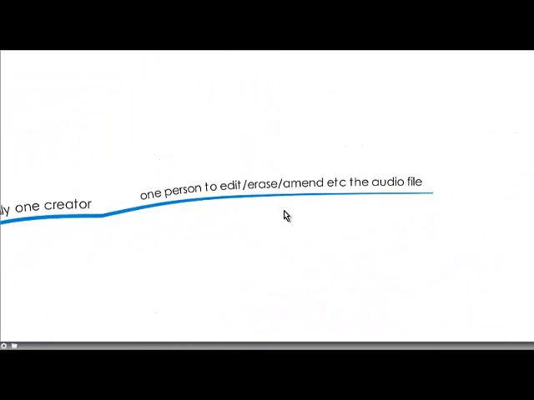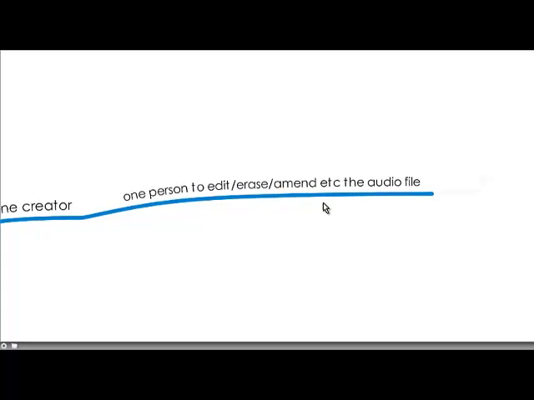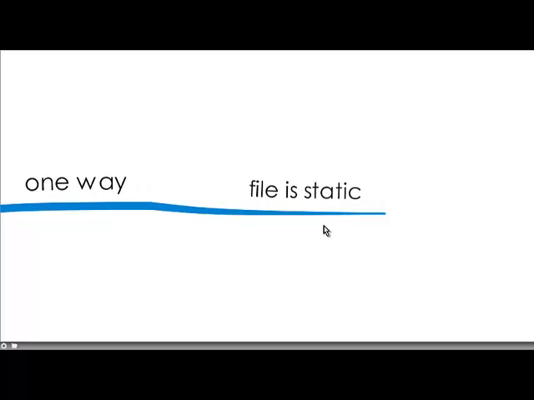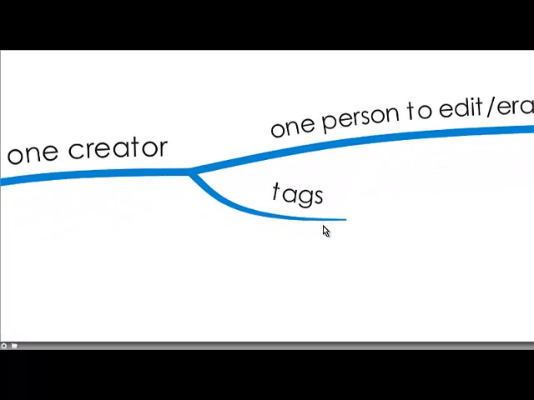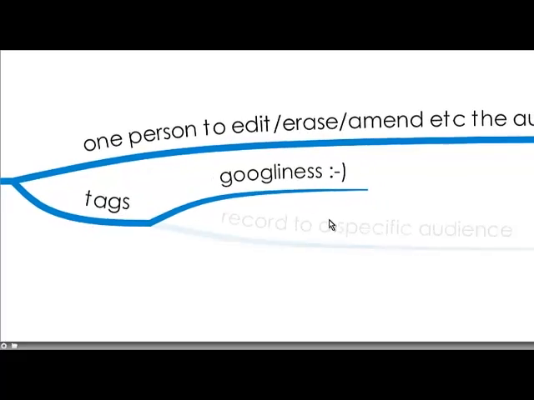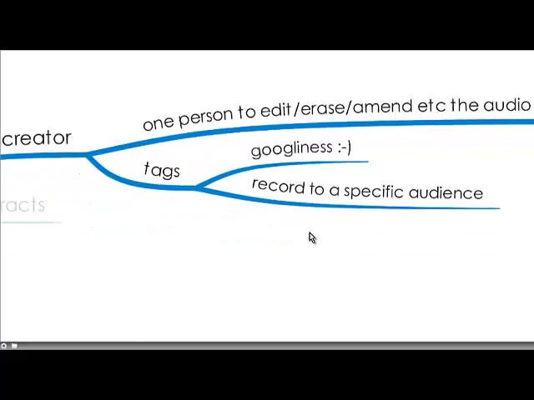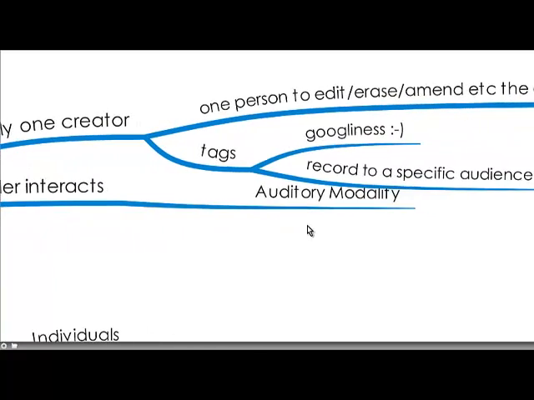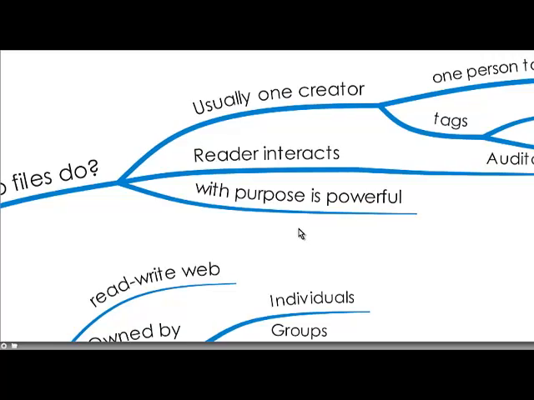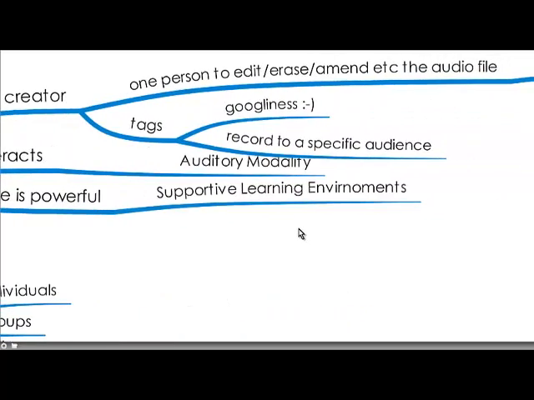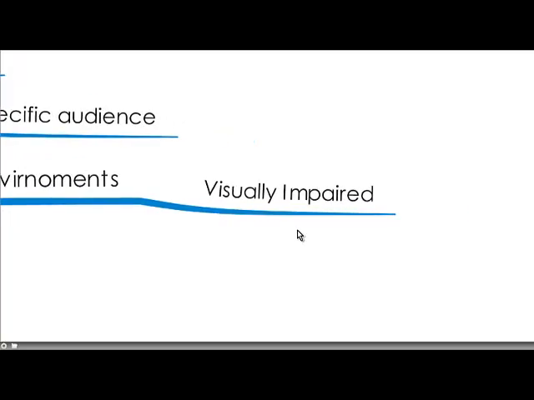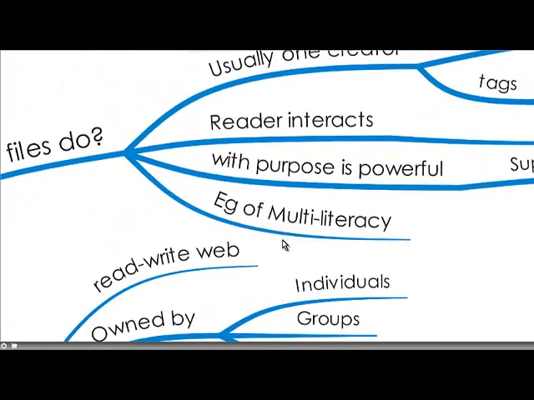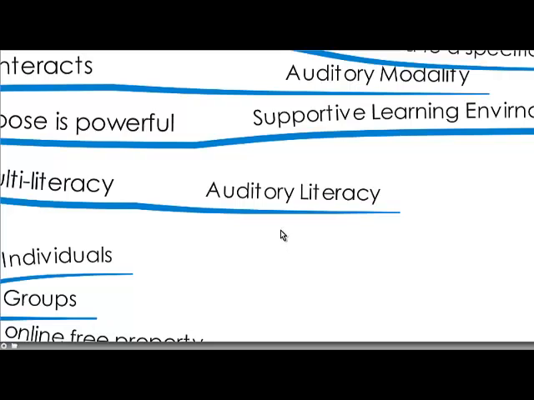Well, usually they're one creator, and so one person records, edits, erases, amends the audio file. And so it is one-way communication because the audio file is static. You can give it tags for googleability, and you do tend to record for a specific audience who's going to listen to it, and the reader interacts via their auditory modality. And with purpose, audio files can be very powerful, and they do support our learning environments, particularly for those who are visually impaired. And it's a great example of multi-literacy, particularly the auditory literacy or oral literacy.